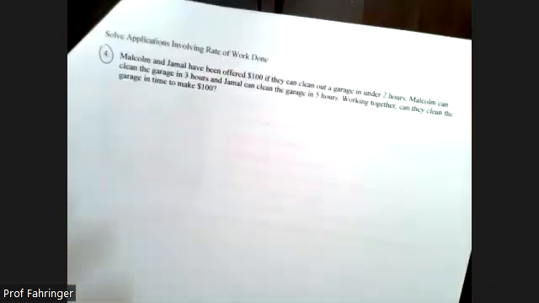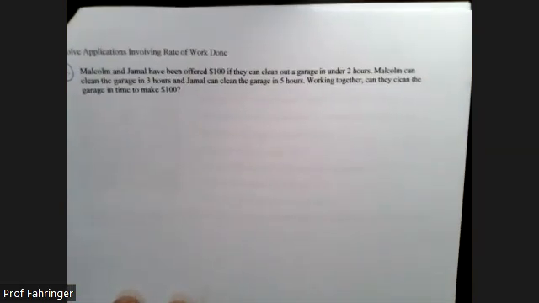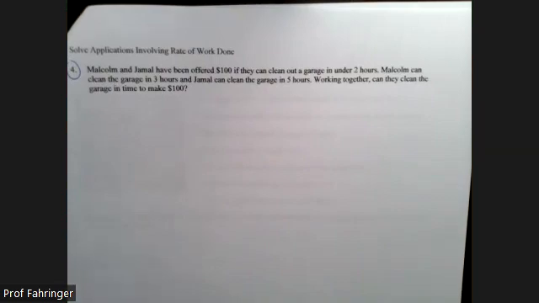By the way, that updated assignment sheet that I put out for you, section 1.2 is like the first 3 problems. And they're a little more challenging. Don't wait till the last minute. All right, here we go. Malcolm and Jamal. I don't have to read it to you. You can read it, but looks like they're going to clean out a garage.